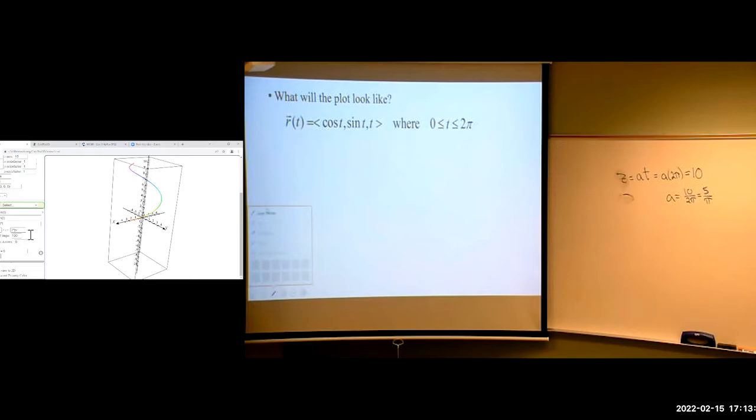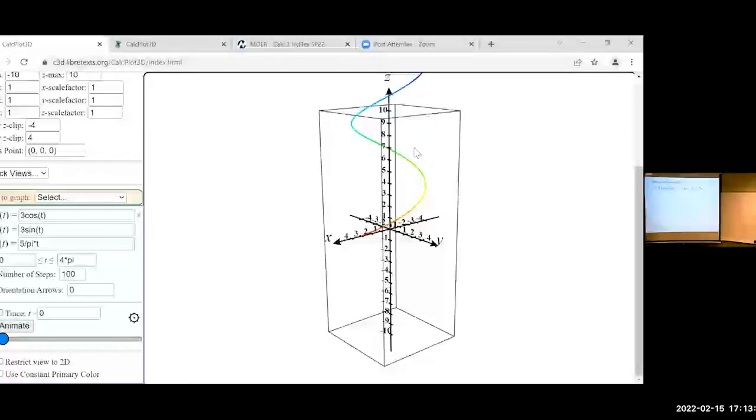Now, maybe let's say we wanted to do 2 windings, but still have it end at 10, right? Well, if I do it up to 4 pi, that gives me the second winding, but right now it's going way higher than 10. So we just need to make an adjustment here.